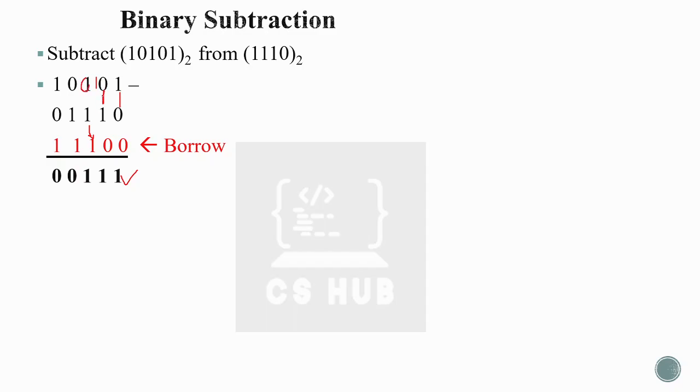Next, this 1 is subtracted from 10. 10 means 2 in decimal. So when a 1 is subtracted from 2, we will get 1 as result. Okay. Next position, 0 and 1. A 1 is subtracted from 0. We cannot do that. So we are going to borrow a 1 from the left bit. But the left bit is again a 0. We cannot borrow a 1 from this 0. So we look for the next bit. Next bit is 1.